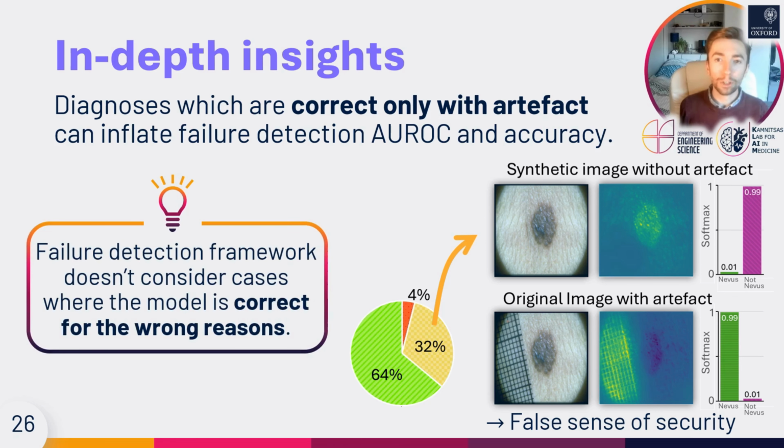And so my message to the growing body of research that's arguing that we should replace out-of-distribution detection with failure detection is that the failure detection framework doesn't consider cases when the model is correct for the wrong reasons. And this is a blind spot that must be considered.